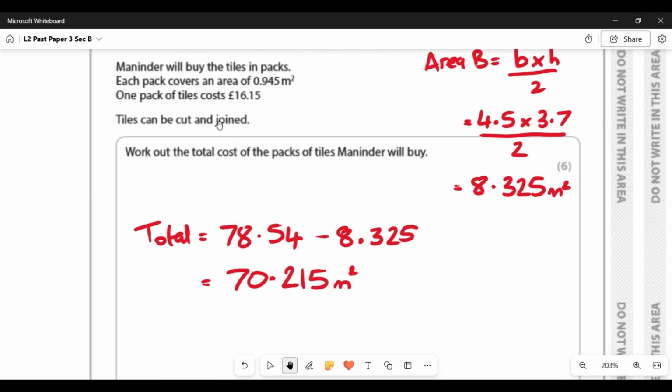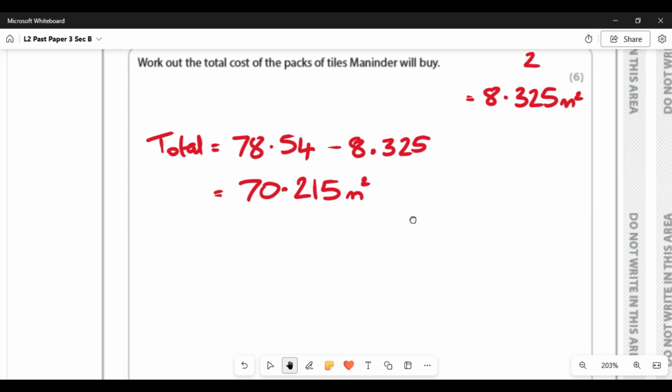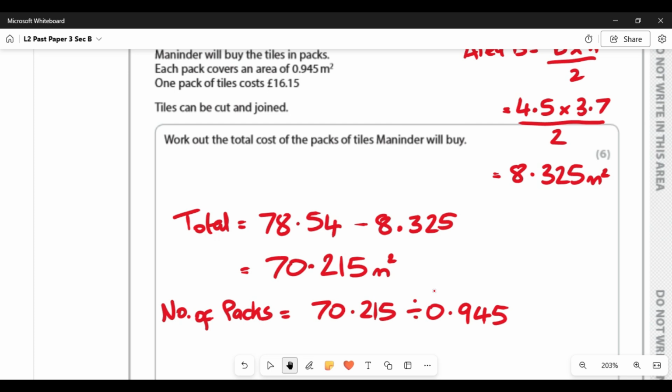So now we need to work out how many tiles she needs. She's going to buy the tiles in packs. Each pack covers an area of 0.945 meters squared. So how many of these 0.945s go into 70.215? Let me just write this down. This will give us the number of packs: 70.215 divided by 0.945. Let's do that on the calculator.